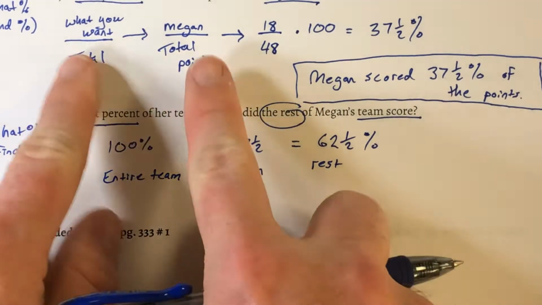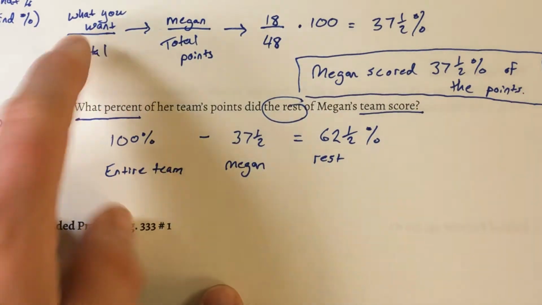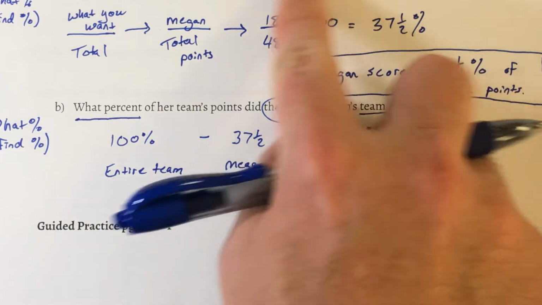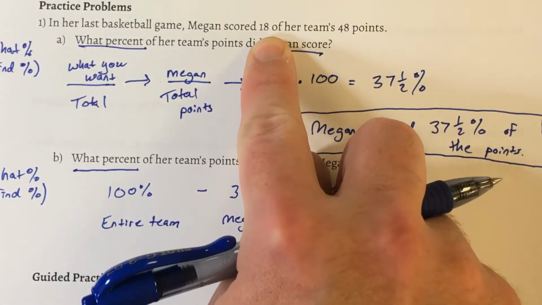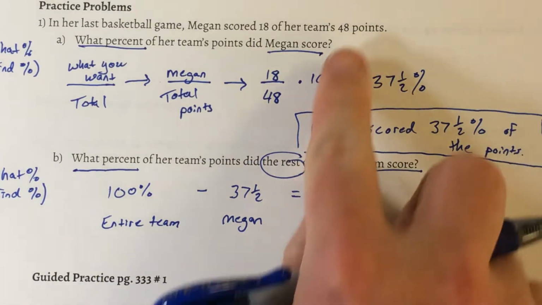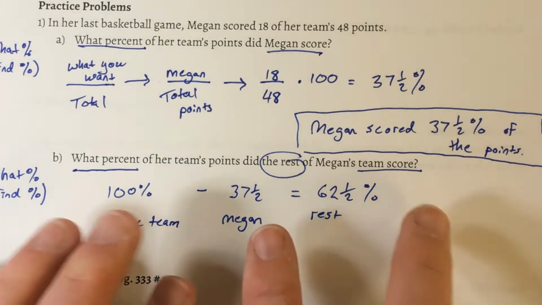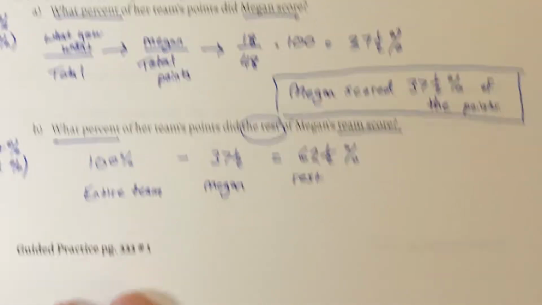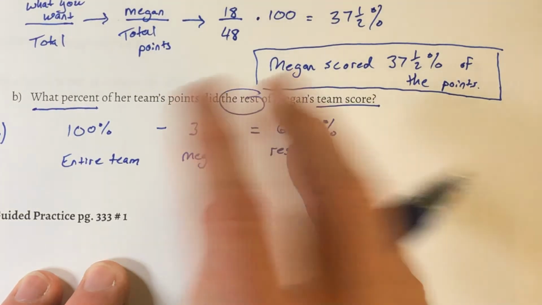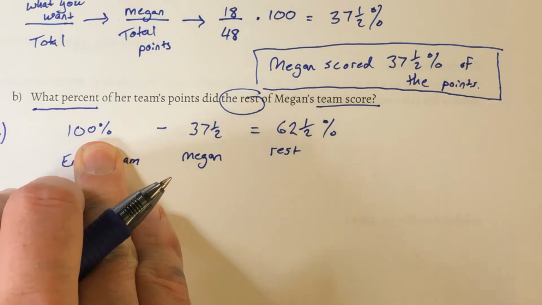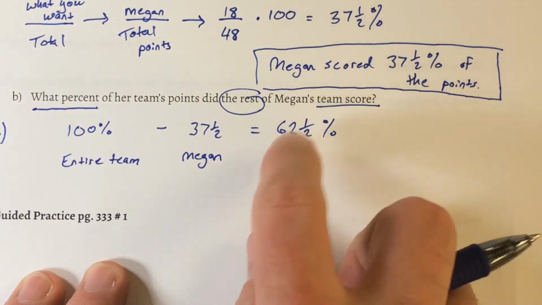Now, could I set it up like this? Yes. What would I want? I would want the rest of the points, which would be 48 minus 18. And then I would put it over the total of 48, and then I would multiply by 100. But this way is much faster and more efficient. So anyways, if Megan scored 37.5, subtract that from the total, 100%, and you get the rest.